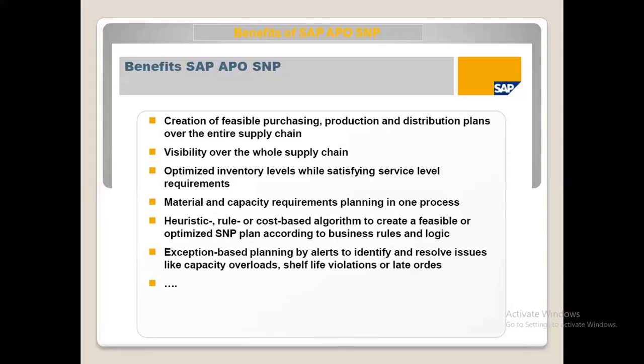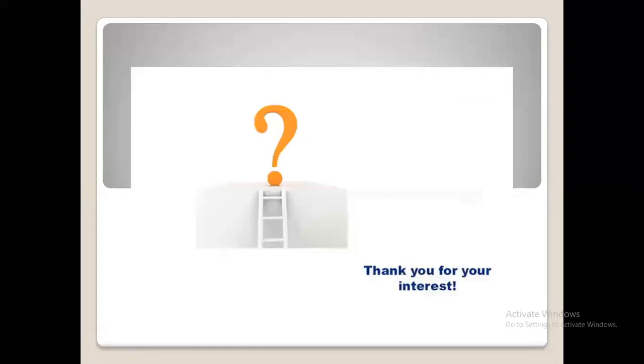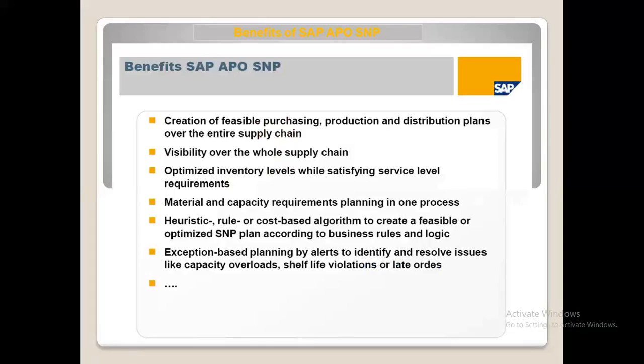Okay. Exception-based planning: the alerts identify and resolve issues like capacity overload, shelf-life evaluation, or late orders. Like in DP, where we have alerts, in SNP also we have alerts. With the help of these alerts, we will get alerted. This is about the overview of SNP.